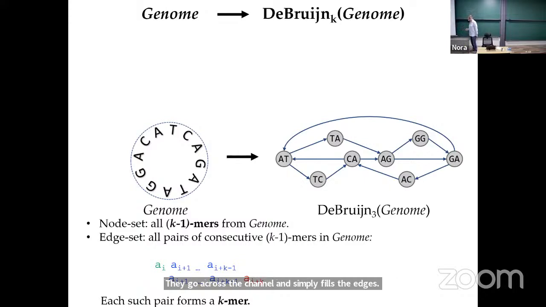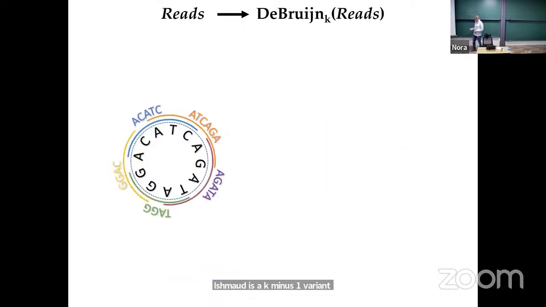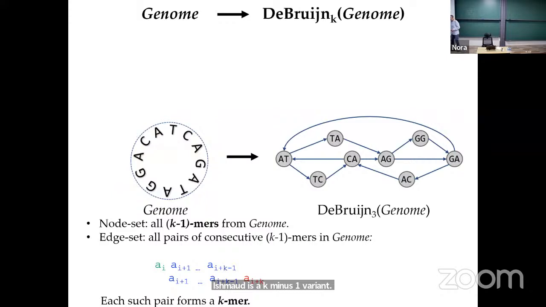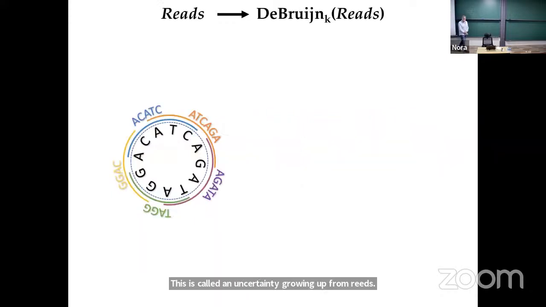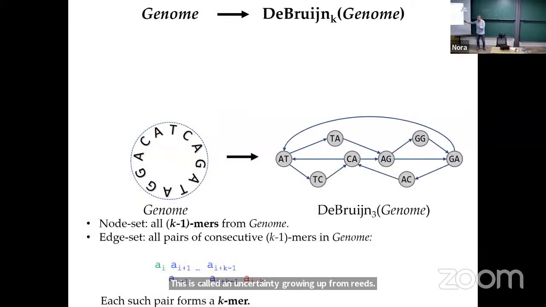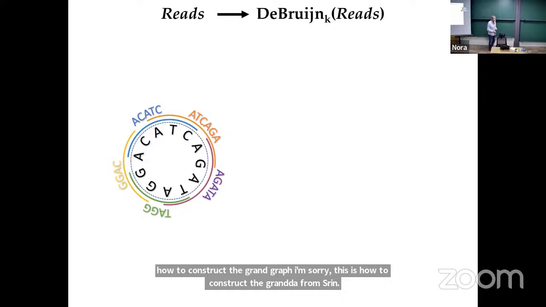Good. So each edge is essentially a k-mer, and each node is a k minus 1 mer. Now, this is how to construct the De Bruijn graph from a genome. But how to construct the De Bruijn graph from reads?